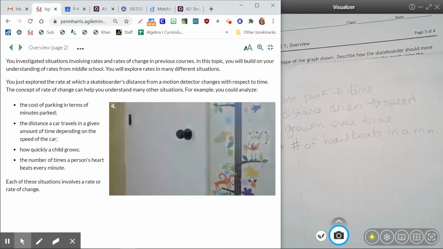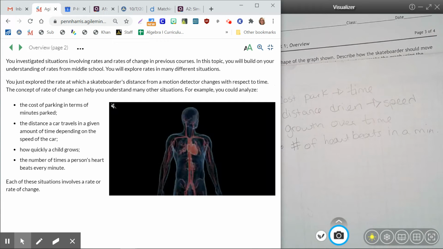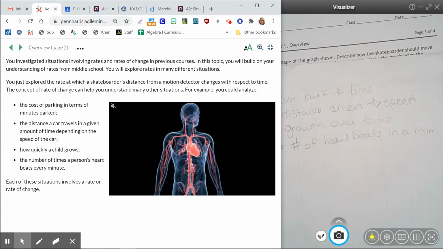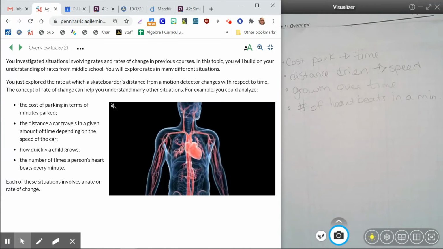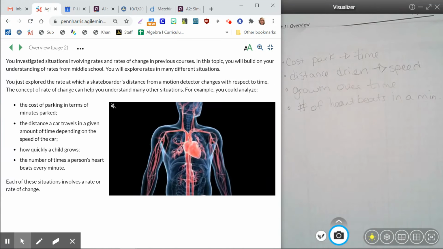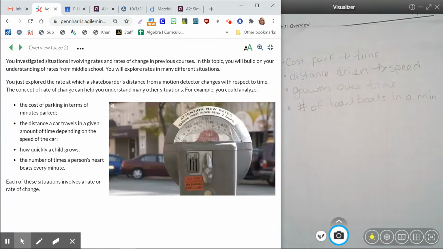Okay, so there's lots of things that involve a rate or a rate of change. And in this unit, we're going to look at a couple of them. We're going to talk about what they mean, how to find them, and how we can use them to determine other things.